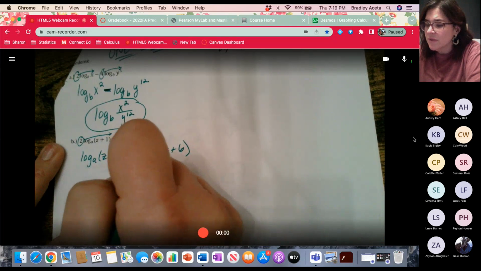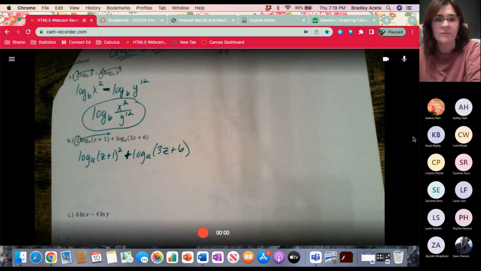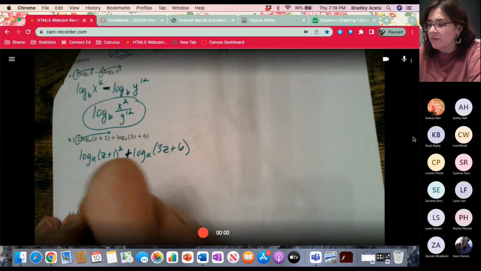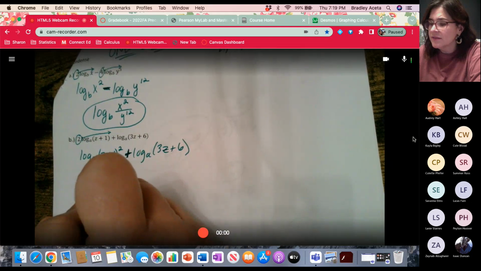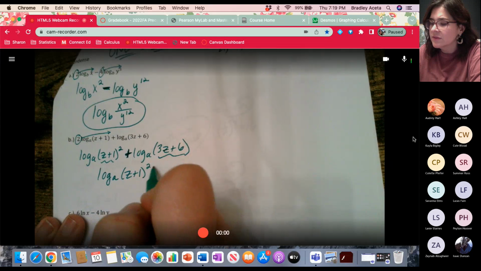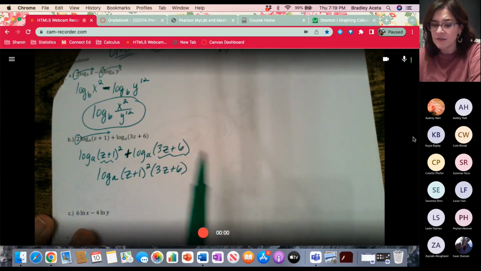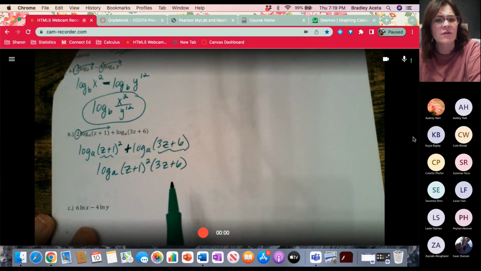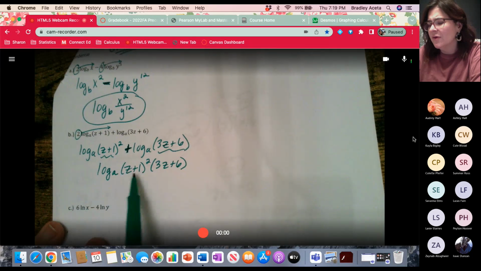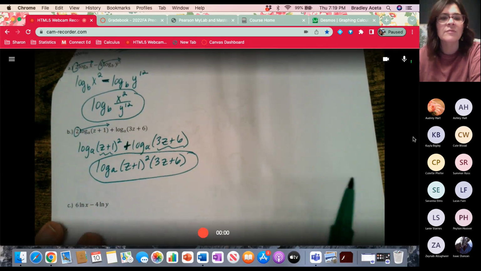Now, what does plus mean? Plus means to condense, it means multiply. So log base a would be my base, and then I would take this and multiply it with this. Z plus 1 squared times 3z plus 6. And I actually think they're nice, and I don't think they make you FOIL it out. At least I hope they don't. But if they did, they would FOIL this and multiply by that, but I'm pretty sure they let you leave it like that.